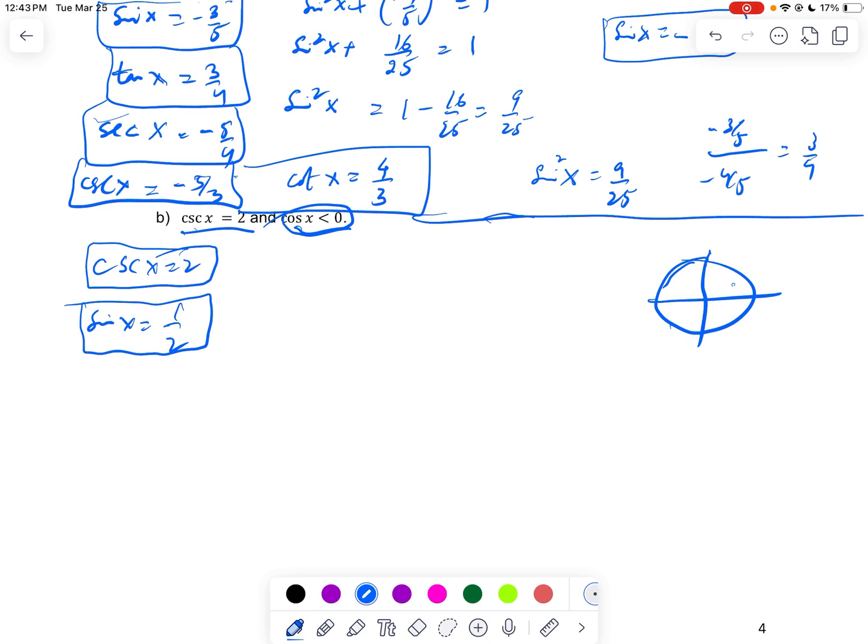Okay, let me do this in a different color. So sine will be positive in this quadrant, or anywhere on this curved line, if my terminal point lies there, the sine will be positive. Now cosine is negative. When is cosine negative? When we are in this or in this. So what overlaps? The second quadrant. So it means our terminal point is in the second quadrant.